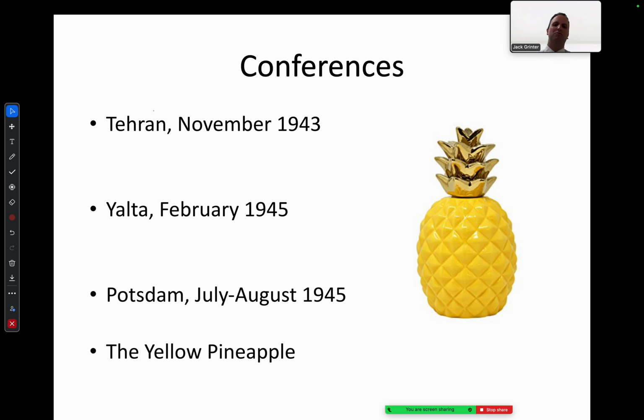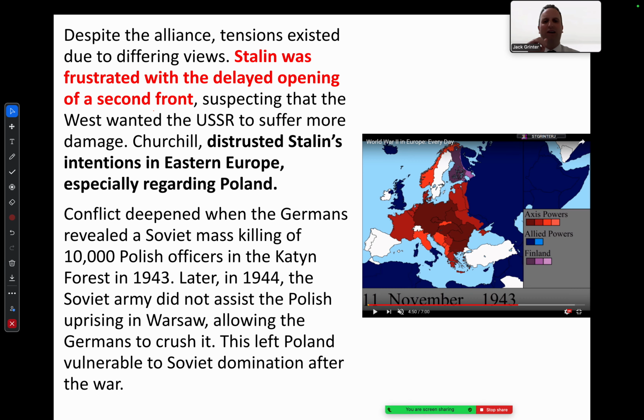So a good way to remember it is the yellow pineapple, because of Tehran, Yalta, and Potsdam, the yellow pineapple. What we're going to do is look through conference by conference, and explore the background to it and what the outcomes were. Before we look at that, though, it's important to understand that before these conferences there was underlying tension within the Grand Alliance. Stalin believed that the USA and Britain were delaying opening up a second front.